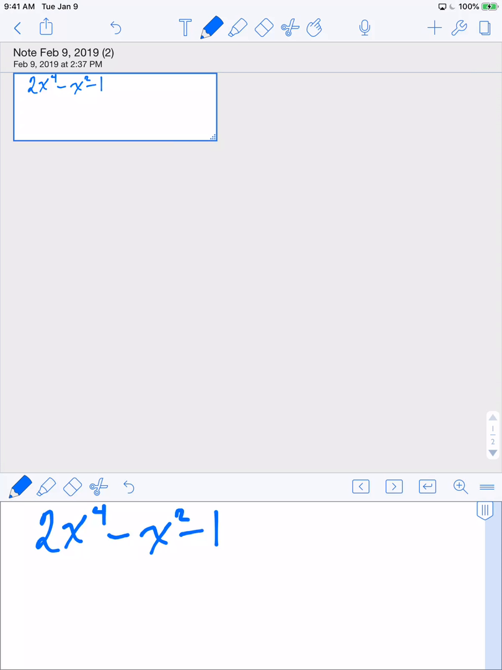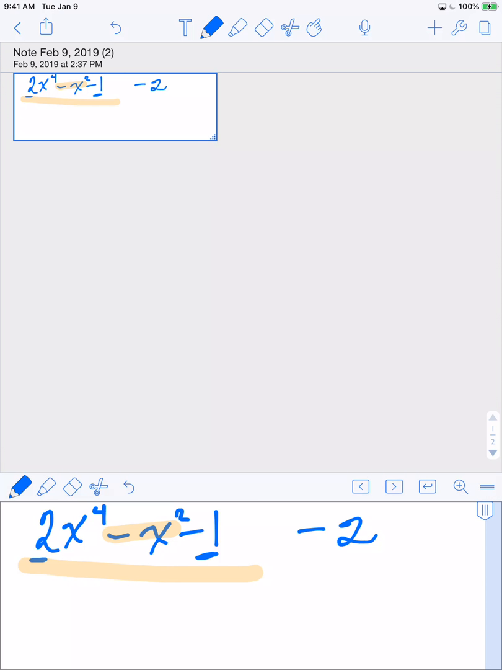So the first thing you want to do is take the first term and the last term and multiply them when you factor by grouping. So 2 times -1 is -2. And why do we do that? Because we're going to split this middle term, -x squared, into 2 terms so that it still equals -x squared. In other words, we're going to make this from 3 terms to 4 terms.